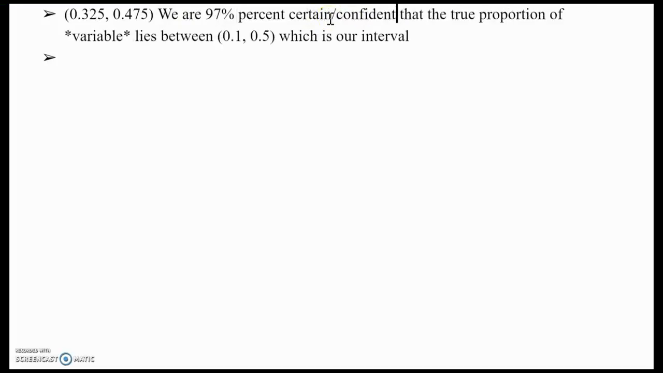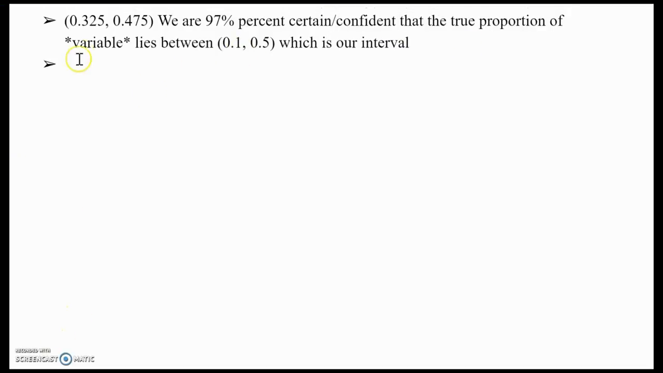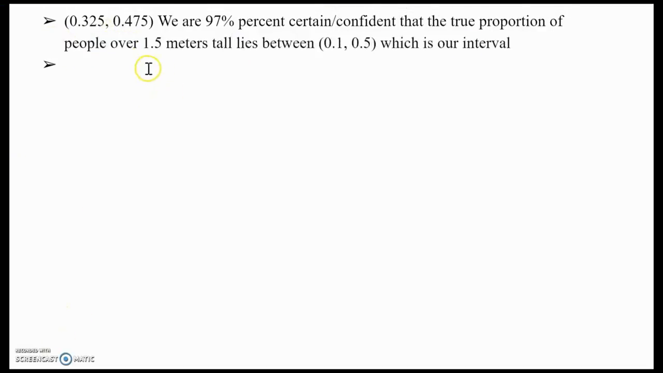So 97%. We're 97% certain, or you could write confident, however confident you are, that the true proportion of people over 1.5 meter tall lies between the interval again, which would be 0.325 comma 0.475, which is our interval.